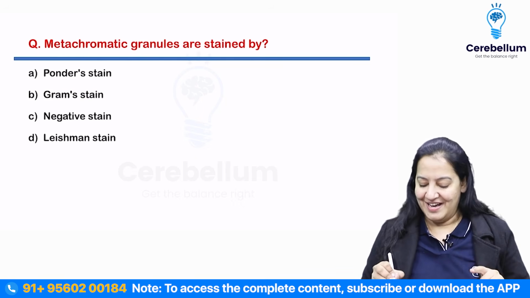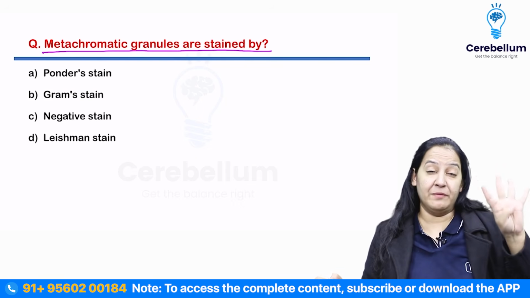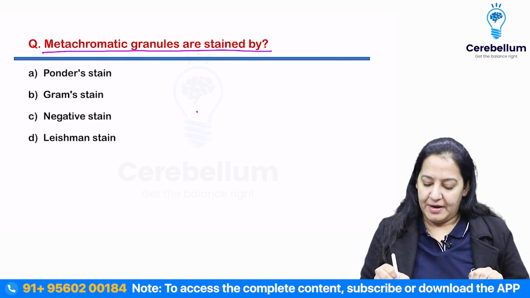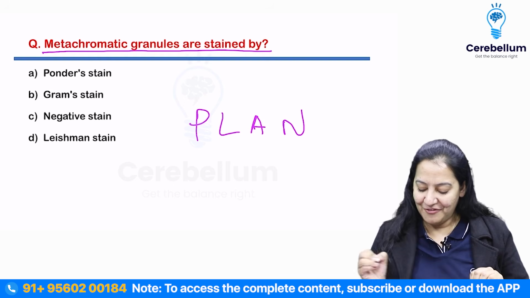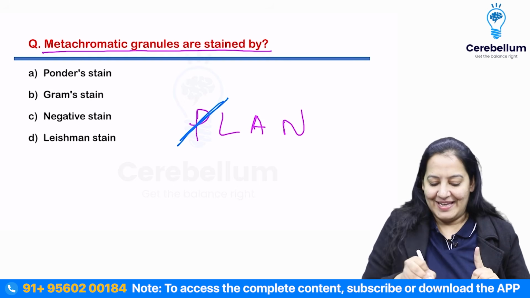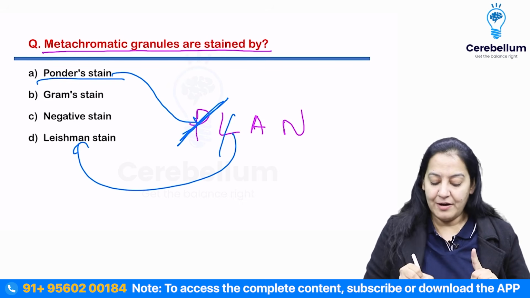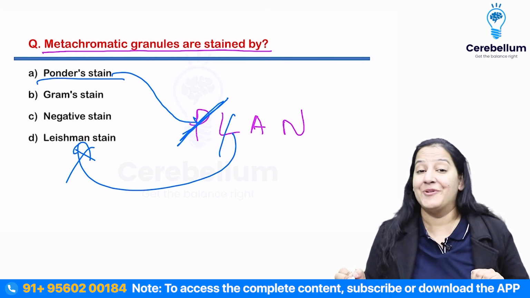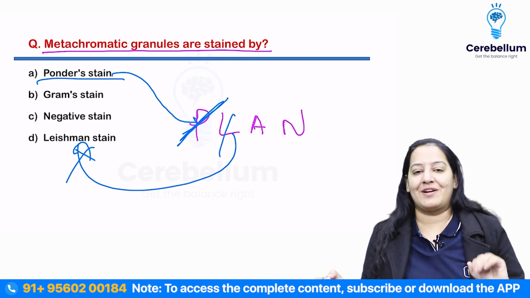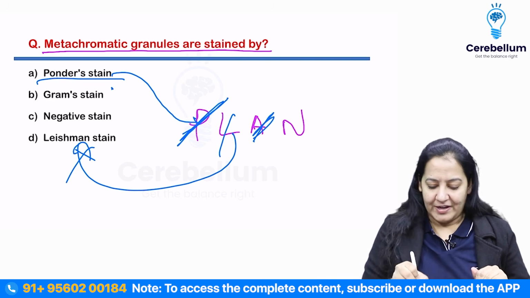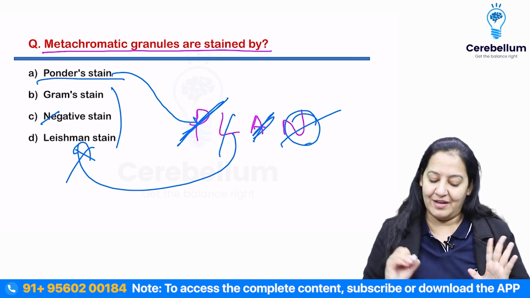Coming to the next question: metachromatic granules are stained by. I told you the names of the 4 stains. Which stain metachromatic granules? The mnemonic is PLAN. P-L-A-N, PLAN. Can you tell me the full form please? The Ponder stain. Yes, the correct answer is Ponder only. Is L for Leishman? No. L is for Loeffler's methylene blue. It's not Leishman, the most common stain for metachromatic granules is Loeffler's methylene blue. A is for Albert, which is not given in the options. And N is for Neisser stain. It's not in the options.